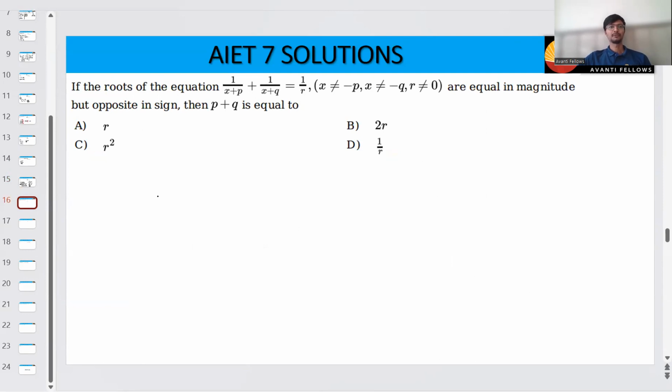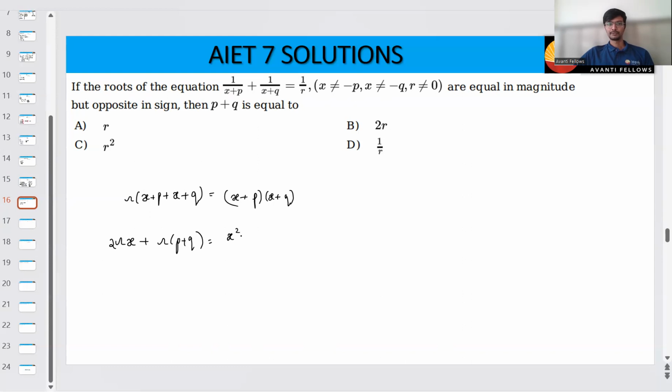The roots of the equation are equal in magnitude but opposite in sign. So this is a quadratic equation, guys, right? So let us first simplify the equation. If we take LCM, we'll get R into x plus p plus x plus q is equals to x plus p into x plus q. So we got R 2rx, right? Plus R into P plus Q is equals x square plus p plus q x plus pq. So if we try to make it in standard form, we'll get x square plus p plus q minus 2rx plus pq minus r into p plus q equals to 0.